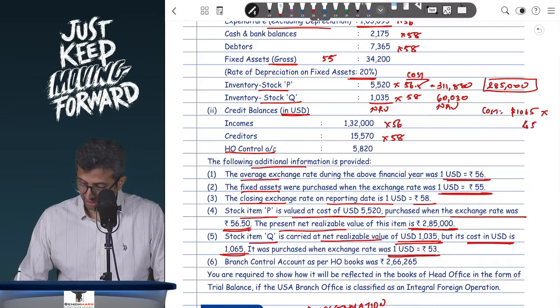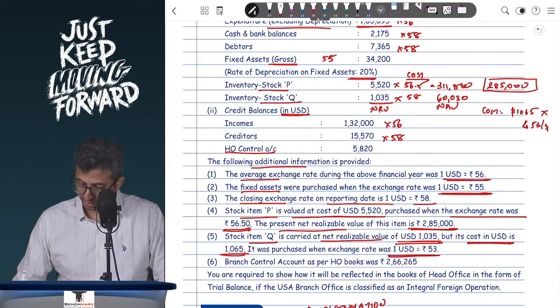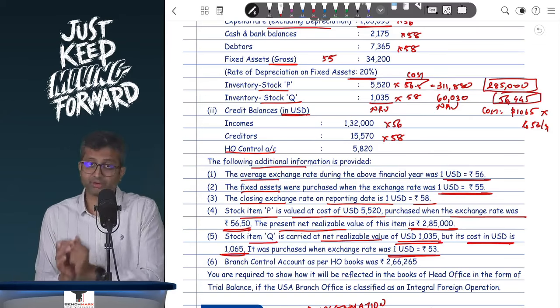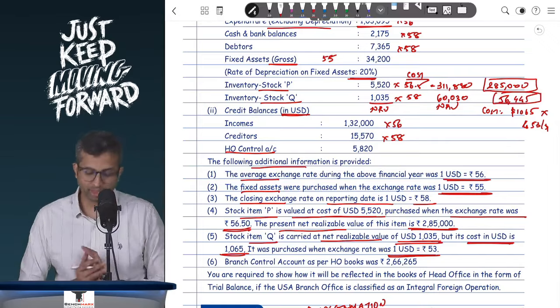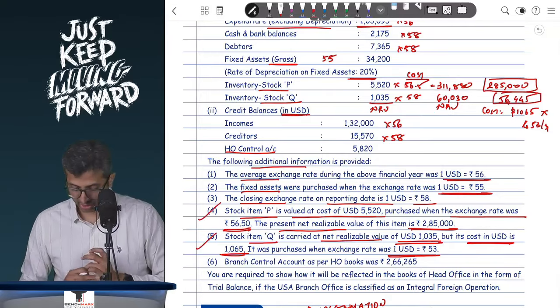I think 53 is the rate when it was purchased. 1065 into 53 comes to, I think, 56,445, and hence this will be at 56,445. So one of them is at cost, one of them is at NRV. So I believe these two adjustments are the important adjustments that you should be aware of.